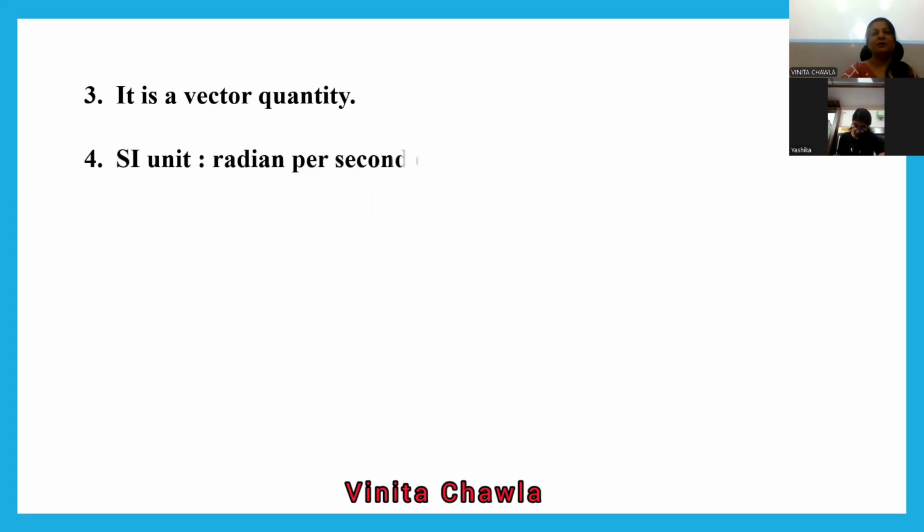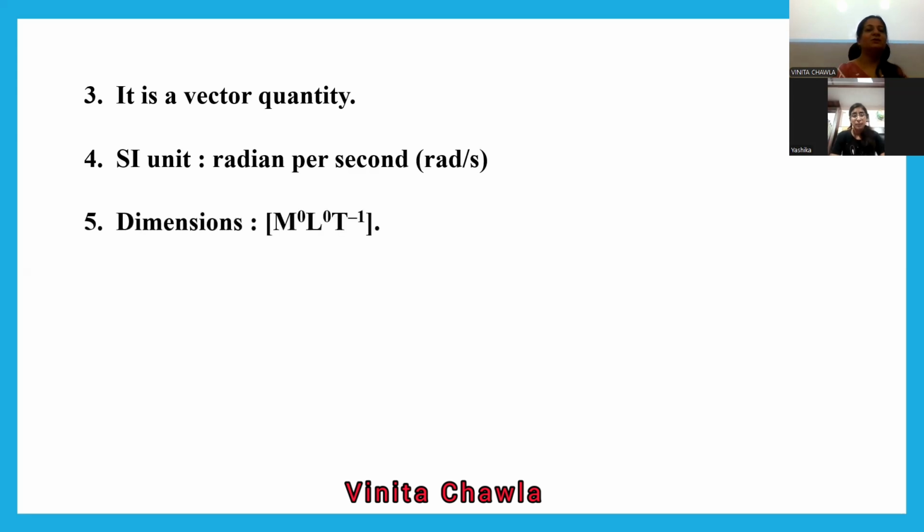Okay, now it is a vector quantity because angular displacement is a vector quantity, and therefore angular velocity is also a vector quantity. Angular displacement is measured in radian, and therefore angular velocity is measured in radian per second, because we are dividing theta by t. Radian per second, or we can simply write per second. It is not mandatory to write radian every time. We can write per second. Per second is also the unit of angular velocity.